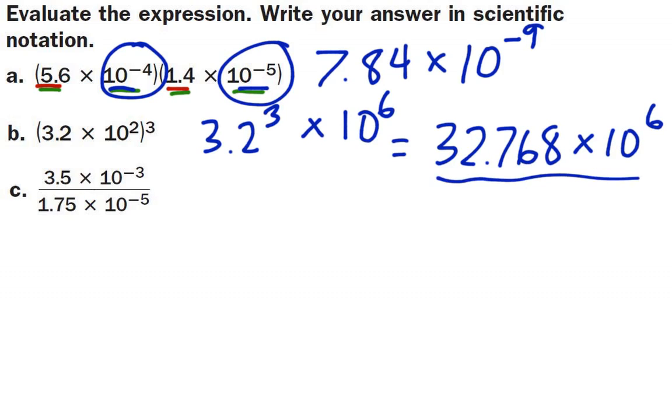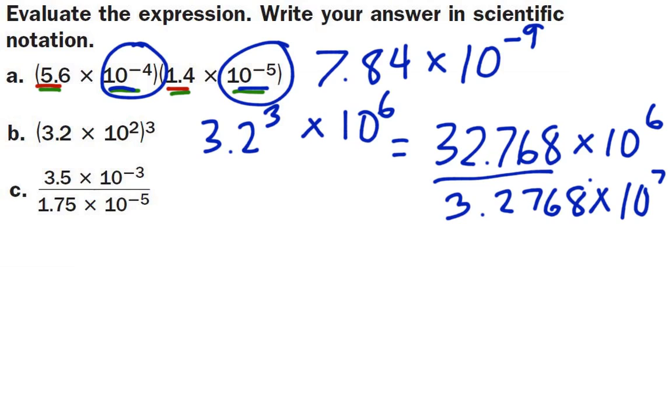This is not in scientific notation because this number out in front of the times symbol is not between 1 and 10. I need to make this be between 1 and 10, so I've got to go 3.2768 times 10 to the 7th. Since this number was larger, I had to make the exponent a 7.